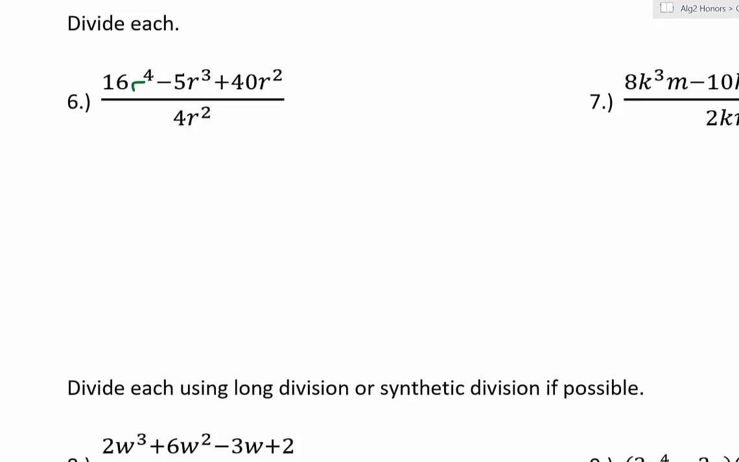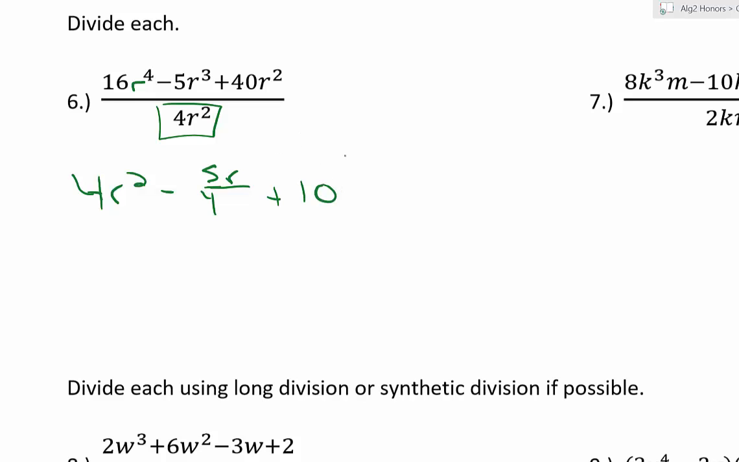We're imagining that we're going to divide each term by this 4r squared. So 16 divided by 4 is 4. We get r squared minus 5/4. And we're going to have one extra r left over in the numerator, plus 40 divided by 4 is 10.